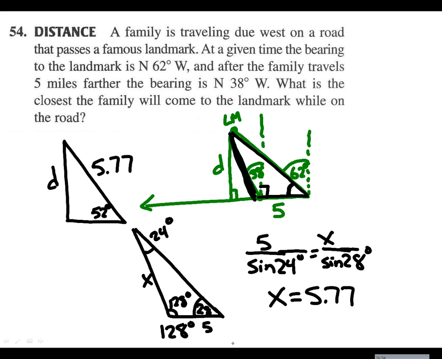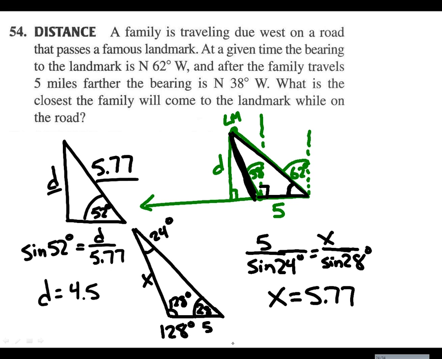All right, so if we go from our angle and we want our opposite and hypotenuse, that's going to be sine. Sine of 52 is equal to the opposite over the hypotenuse. Plug it in, and our distance is 4.55.